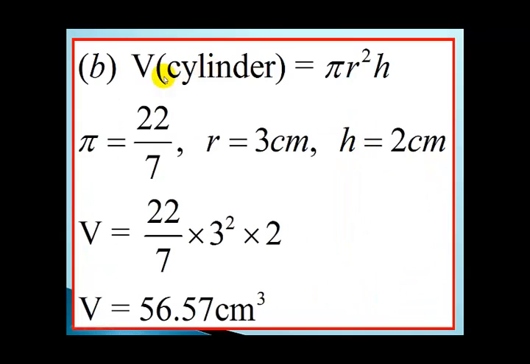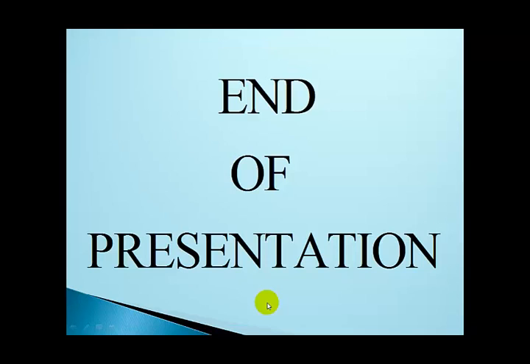Now, the volume of the cylinder. The formula for finding the volume of the cylinder is pi r squared h. Pi is the constant, 22/7. r is the radius of the base, that is 3 centimeters. And h has been calculated to be 2 centimeters. So the volume will now be 22/7 times 3 squared times 2. And the volume is equal to 56.57 centimeters cube. This is the end of our presentation.